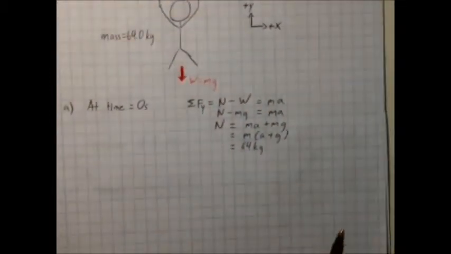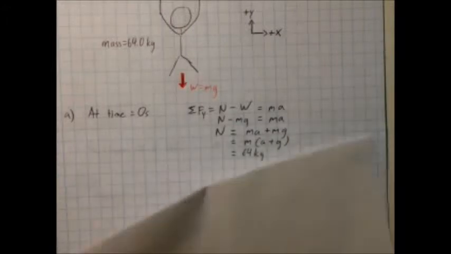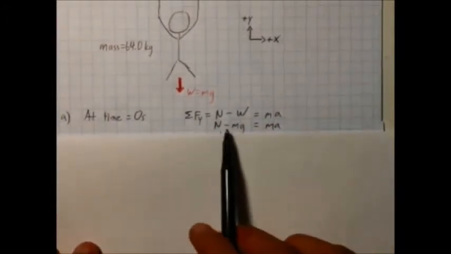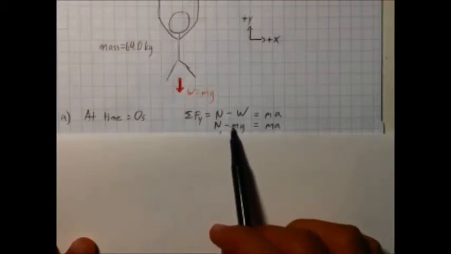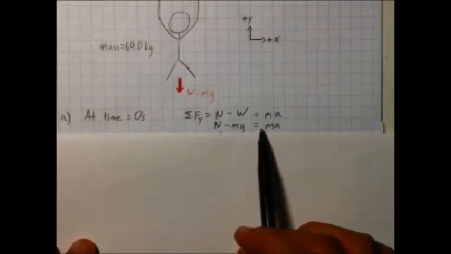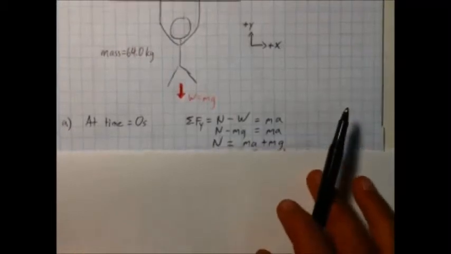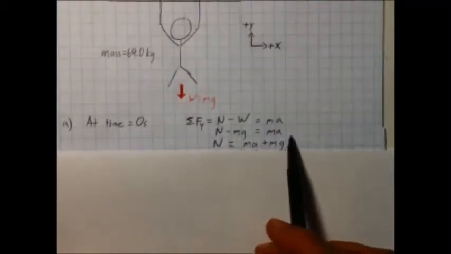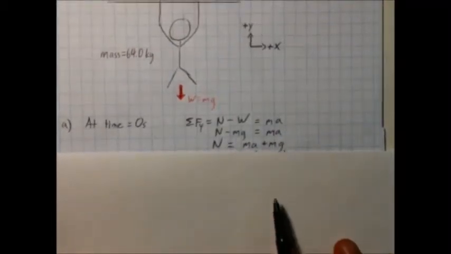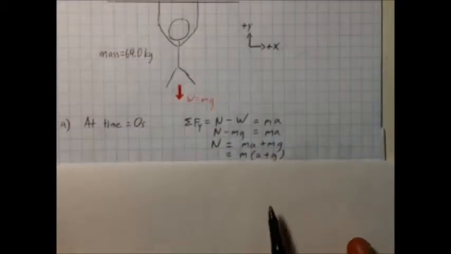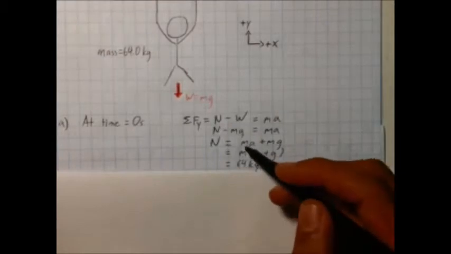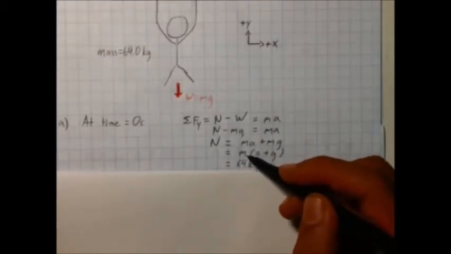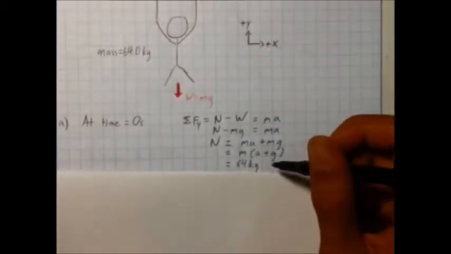Now going back to our original problem, we've gone this far so far. So let's start substituting in numbers for these variables. First, I'm going to move mg to this side, and factor out m just to make it a little cleaner. Now we're going to start substituting in numbers. So the mass is 64 kilograms.